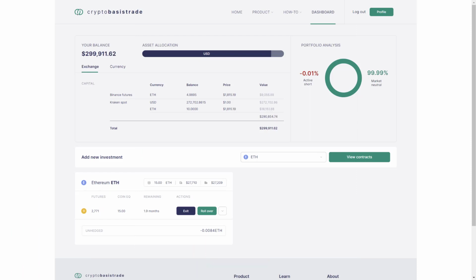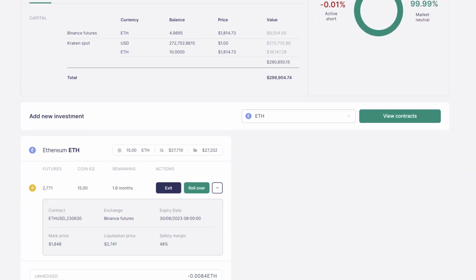Before moving on to deploy additional capital, we want to make sure that our collateral balance in the margin account at the futures exchange is sufficient for the next trade. Check the liquidation price and the safety margin in the tiles section of the dashboard. Liquidation price is the price at which your futures position will be liquidated.